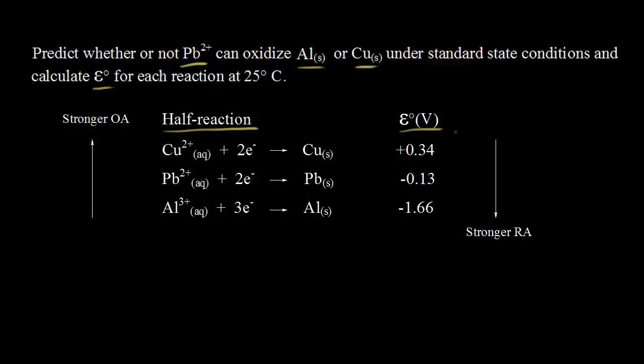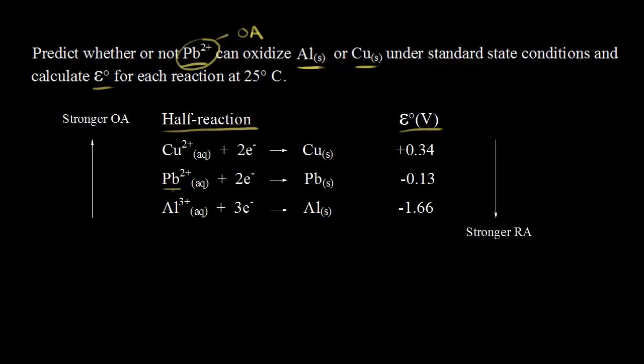measured in volts. Our question wants to know whether lead 2 plus can oxidize these solid metals. So therefore, lead 2 plus is functioning as an oxidizing agent. So it itself must be being reduced, but it is functioning as an oxidizing agent. In general, an oxidizing agent can oxidize any reducing agent that lies below it on our standard reduction potential table.